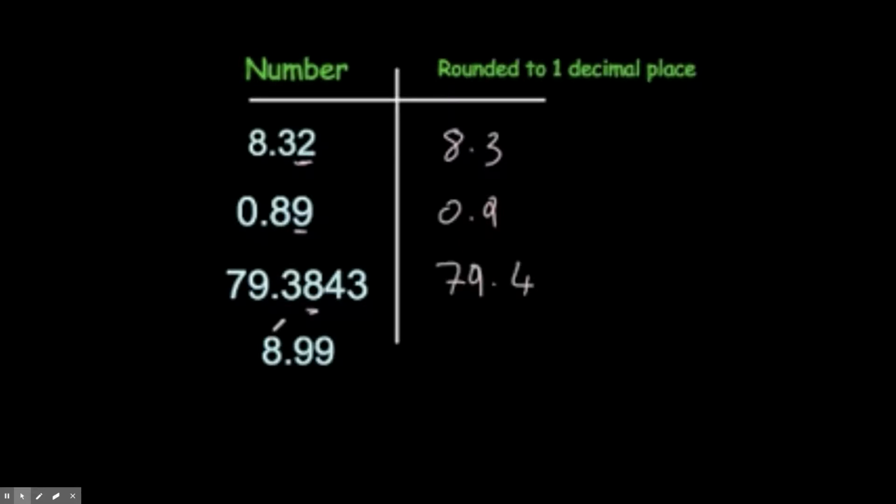And finally, 8.99 rounded to one decimal place. The second decimal place is a 9. We're going to round up. That would make this 9 a 10. So that would keep a 0 here and make the 8 become a 9. So it would be 9.0.